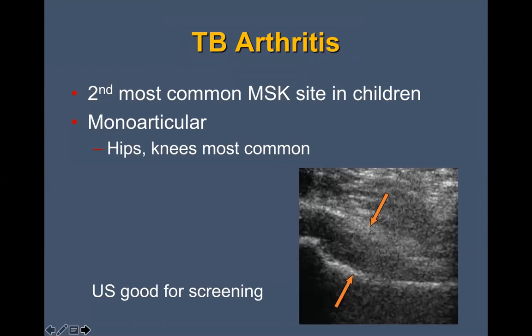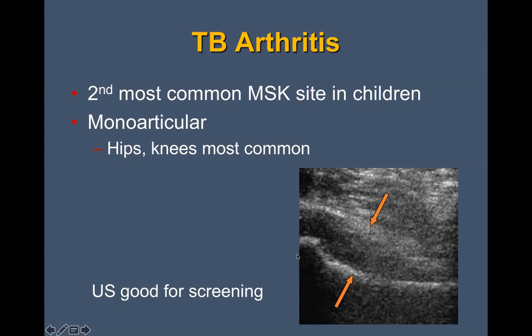TB can involve the joint spaces, and this is probably the second most common place that we tend to see musculoskeletal involvement in children. And unfortunately, there's nothing very characteristic about the imaging findings for it, but they will present as most arthritides do with a joint effusion. Most of the time, it's just one joint that's involved, and we most often see it in the lower extremities in the large joints, either the hips or the knees. Ultrasound is a good way to screen for any joint effusion, particularly at the hips, where we don't really have good ways of seeing that on plain film.